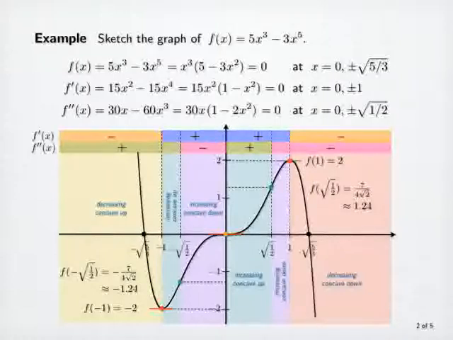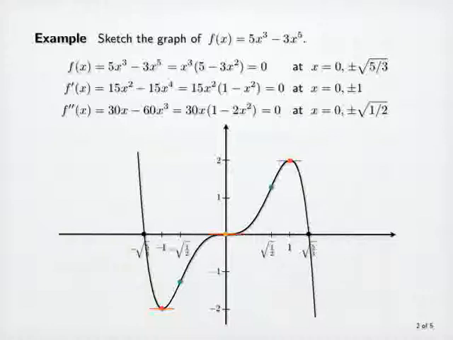Notice that we have a local minimum at x equals minus 1, we have a local maximum at x equals 1, and we have a critical point at 0 where there's neither a local max nor a local minimum. We have 3 inflection points corresponding to x equals minus square root of a half, 0, and positive square root of a half. Now let's remove the scaffolding here so we can see the graph with less distraction.